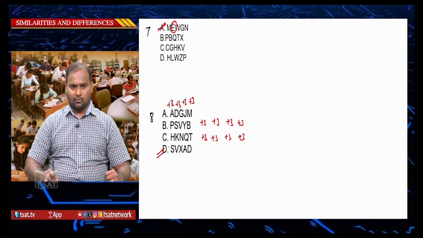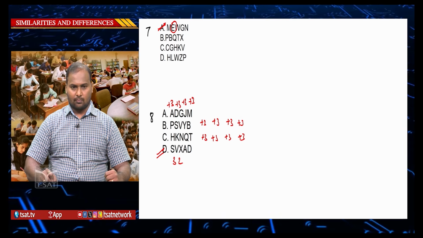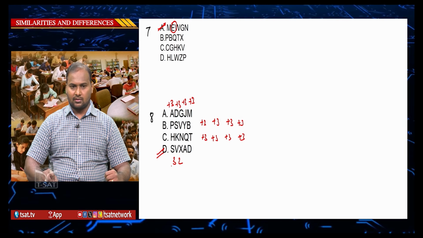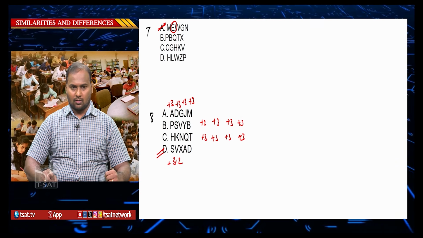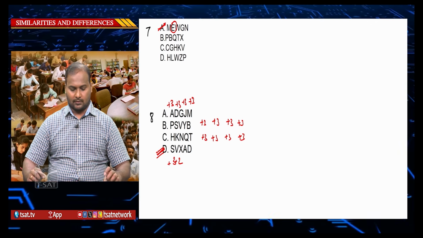Now if you see here, S to V, S is 19, V is 22, so plus 3. V to X, it is plus 2. The moment you see that plus 3 and plus 2, obviously this is the different one. So your answer is option D.